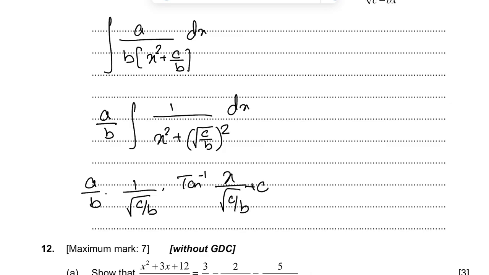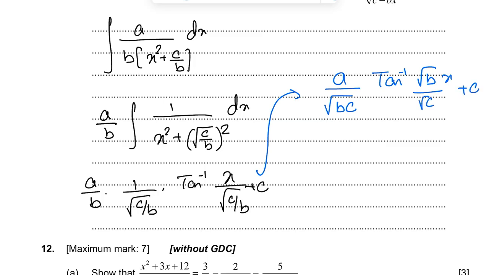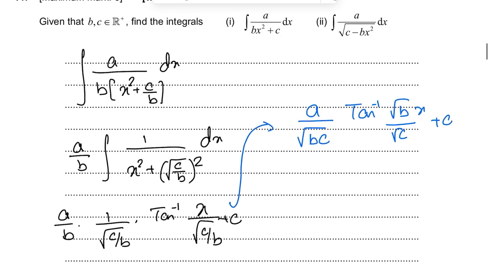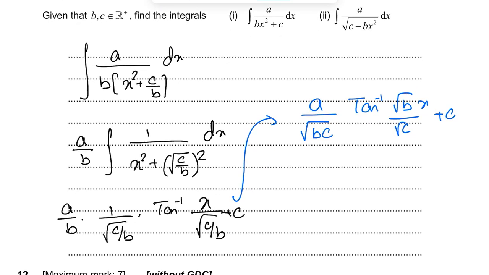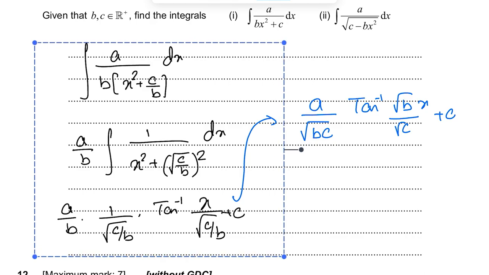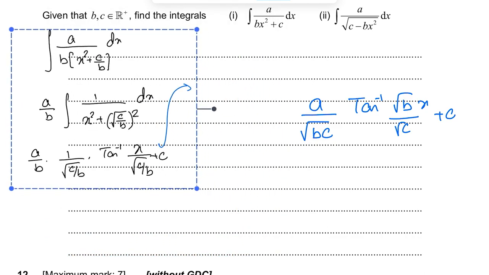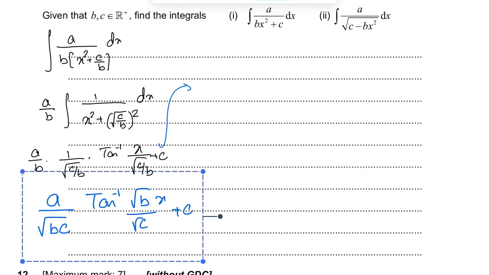So what does that become now? Directly I am writing that answer, it becomes a by square root of bc. You have to do the simplification. I am directly writing tan inverse of square root of b x upon square root of c plus c. That is going to be the answer for the first part. That is the answer for the first part.